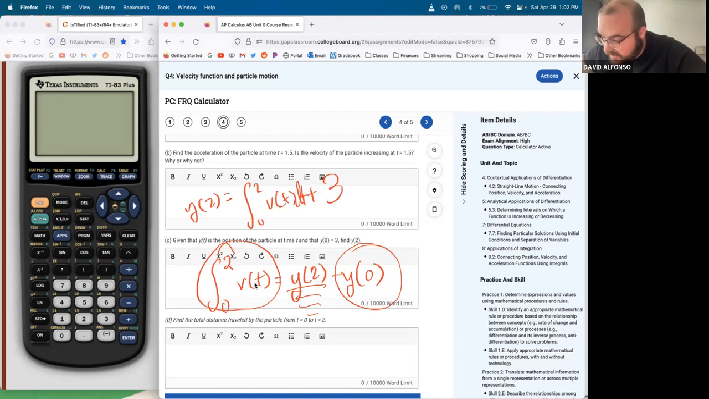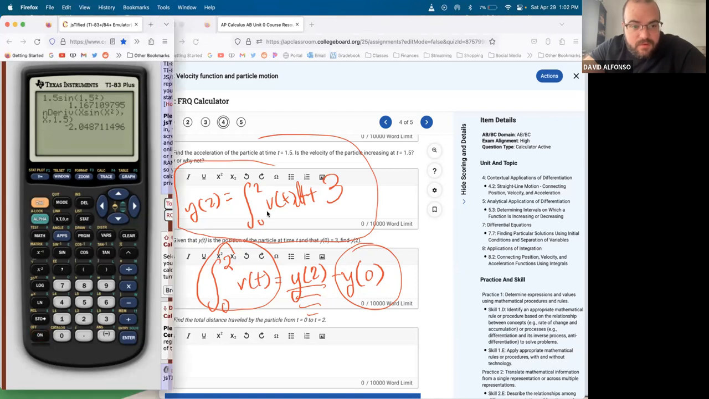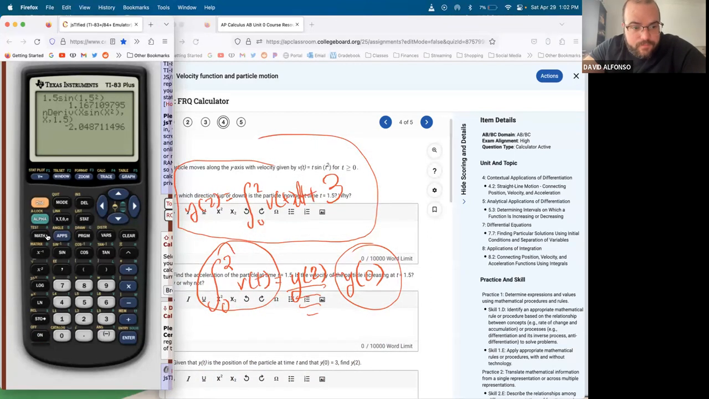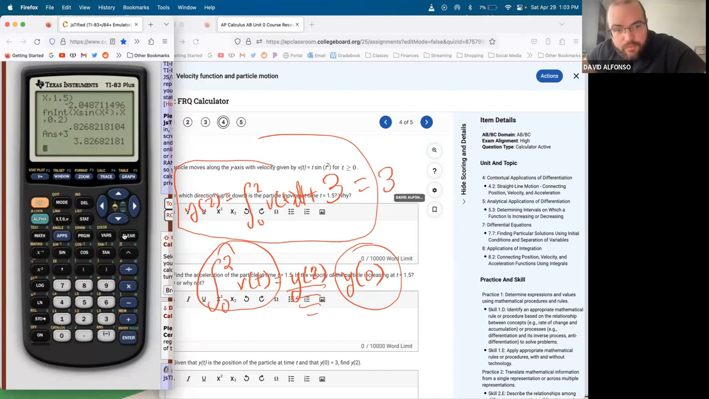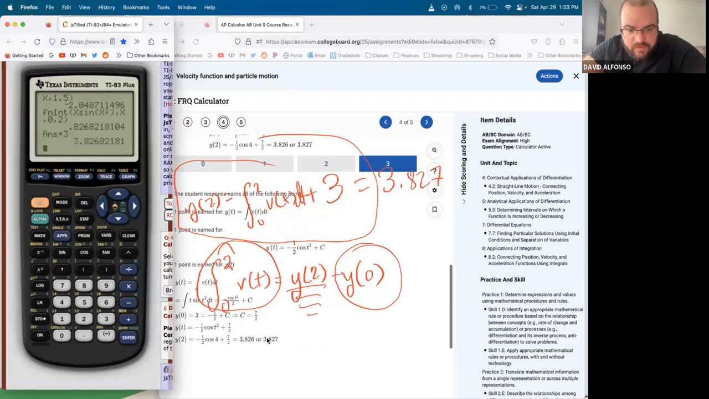yeah, this is how I would do it. This is with the calculator, I don't have to do any math. All I have to do is set up the integral. So I say here, the integral of x sine x squared with respect to x, from 0 to 2, right? And then plus 3. So this would be 3.827, which is the answer. See how much faster that was?